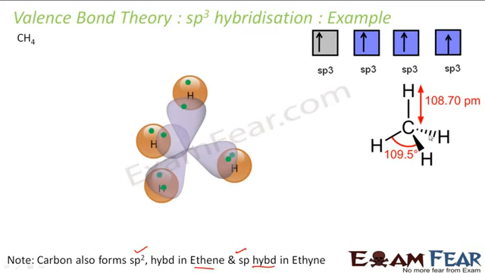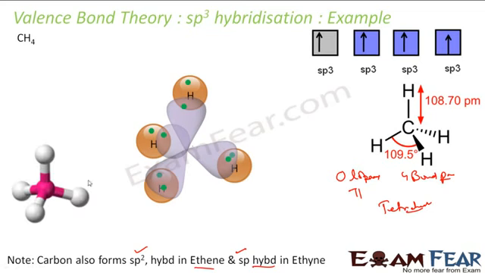I want to explain the same shape using VSEPR theory also. If you draw the Lewis structure of CH4, you'll find that carbon does not have any lone pair. So it is a case of 0 lone pairs plus 4 bond pairs. VSEPR theory says that if a molecule has a central atom with 0 lone pairs and 4 bond pairs, it has to be tetrahedral. That's what the shape of CH4 is.